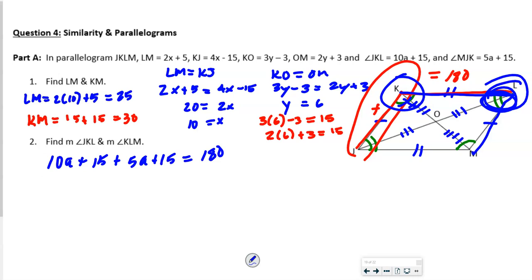So 10A plus 5A is 15A. Obviously 15 plus 15 is 30. That equals 180. Subtract 30 from both sides. That gives me 15A. That equals 150. Divide both sides by 15. So A is equal to 10.